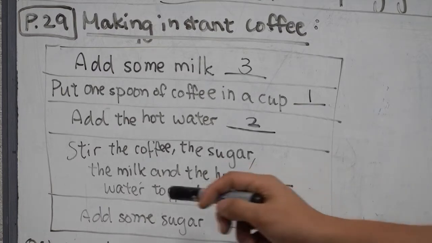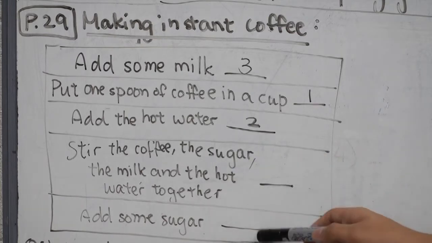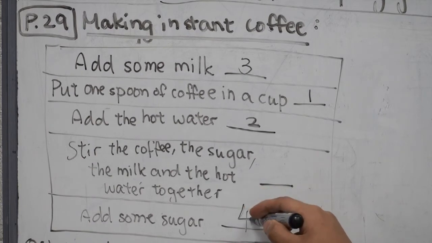Because here you can see, right? Stir the coffee, the sugar, the milk. How will you stir the sugar if you haven't added it first? So you have to add the sugar first. So number 4 is add some sugar.